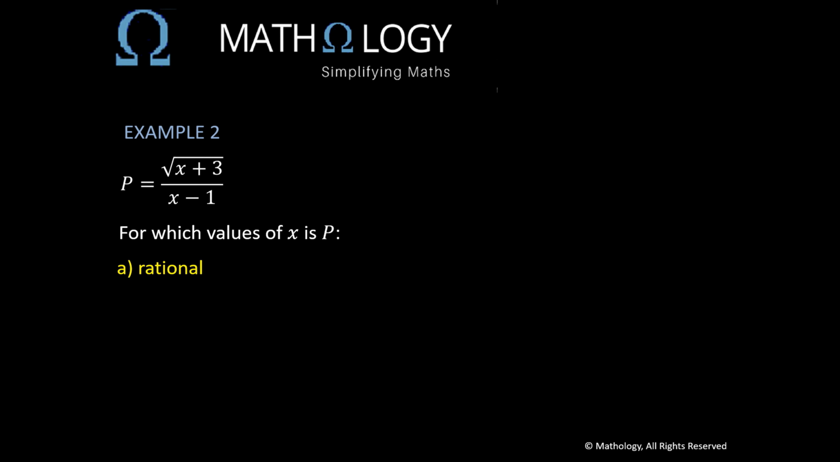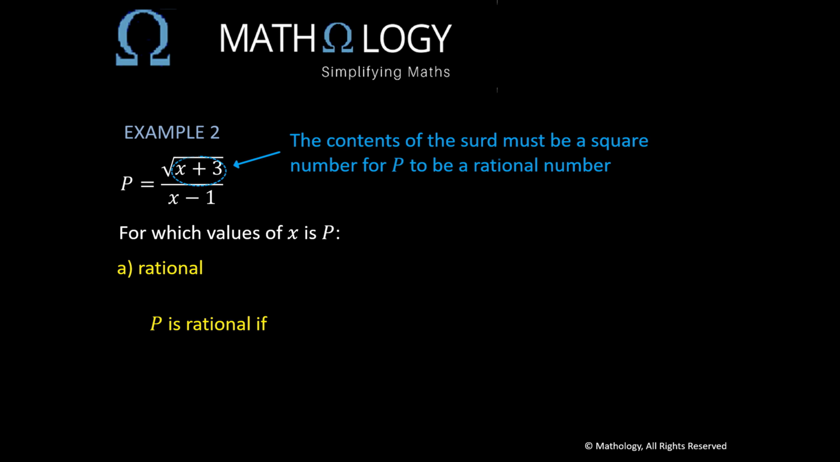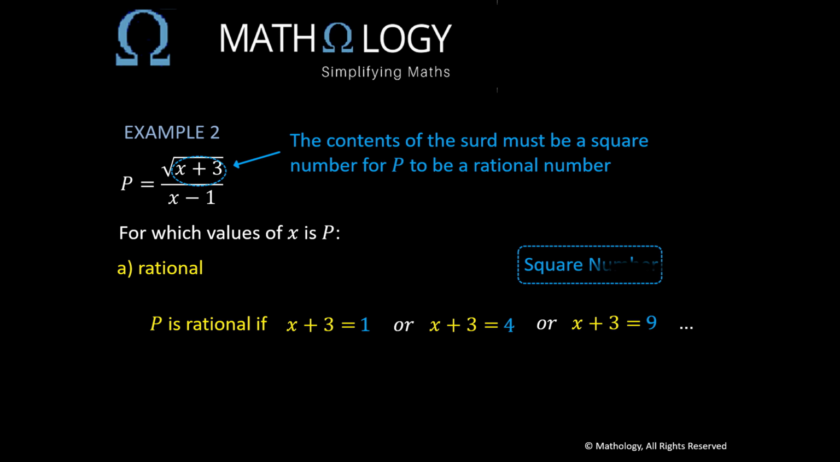For p to be a rational number, the contents of the surd would have to be a square number. So, if x plus 3 equals 1, or x plus 3 equals 4, or x plus 3 equals 9, etc., then p will be a rational number. Thus, if x equals minus 2, or x equals 1, or x equals 6, then p will be rational.